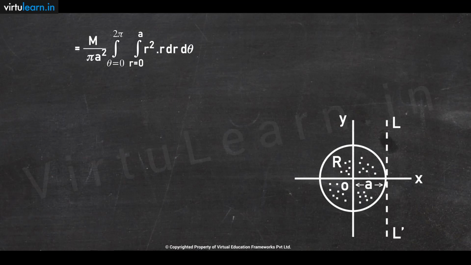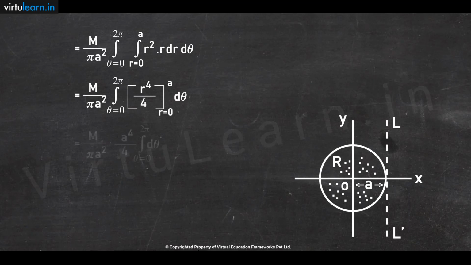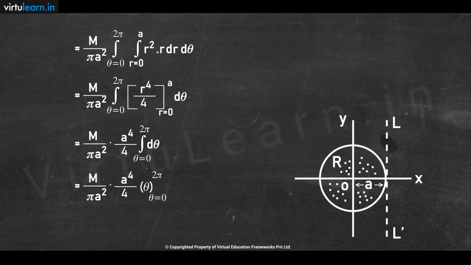Performing integration with respect to r, we get m by pi a square into r to the power 4 by 4 evaluated at the limits 0 and a, multiplied by the integral theta from 0 to 2 pi d theta. Substituting the limits and integrating with respect to theta, the integral of d theta is theta, substituting the limits you get 2 pi. Therefore, finally we get m a square by 2.